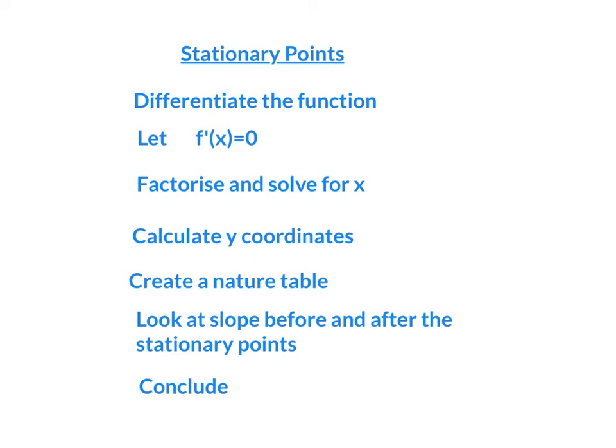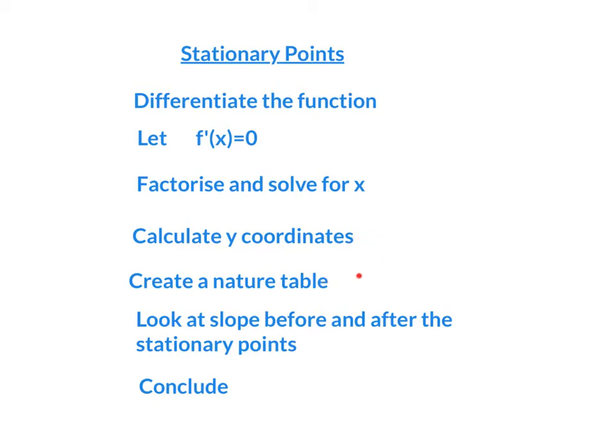Okay, this is the second part of the stationary points lecture, and we discovered last time that in order to find stationary points on a graph, we would differentiate the function. We would find out the values for x when the derivative was equal to 0, because at a stationary point the gradient is 0. We would calculate the y-coordinates and we'd use the original function for that.